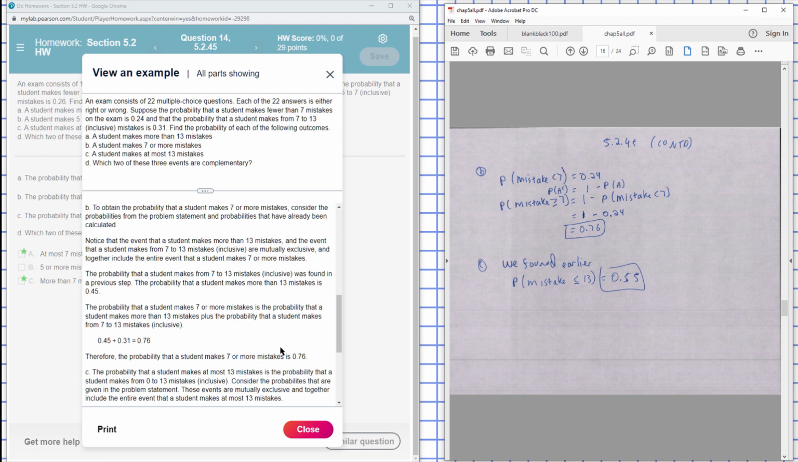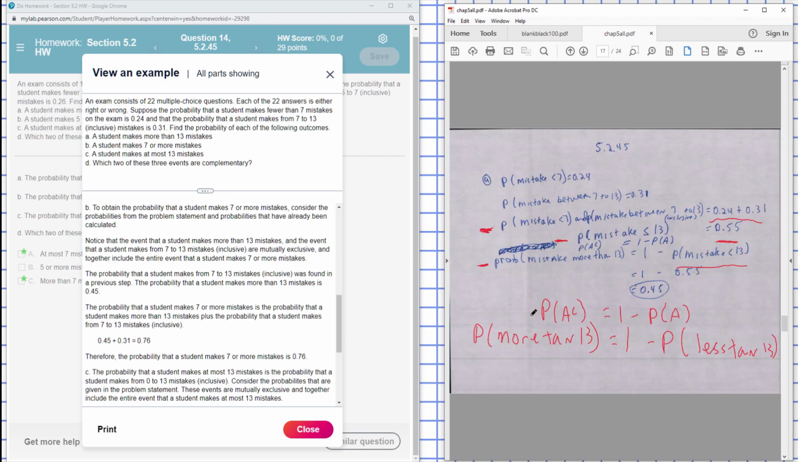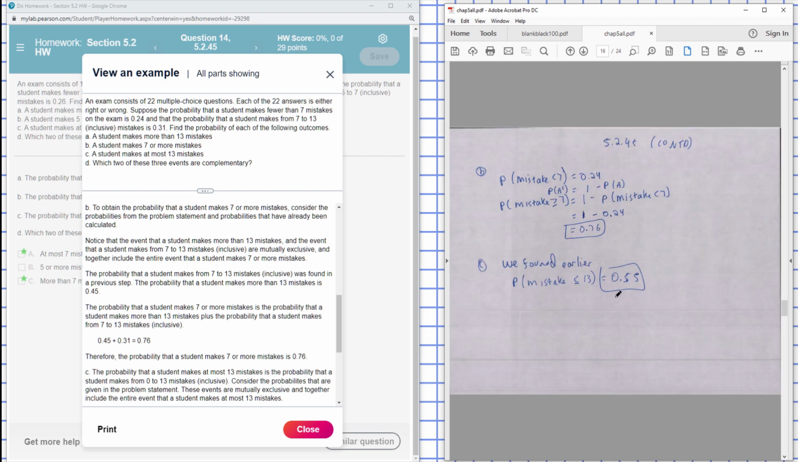Part C, at most 13 mistakes. Okay. So at most 13, inclusive. We found that earlier. That means the largest number of mistakes they can make is 13. At most 13, it's going to be 0.55.